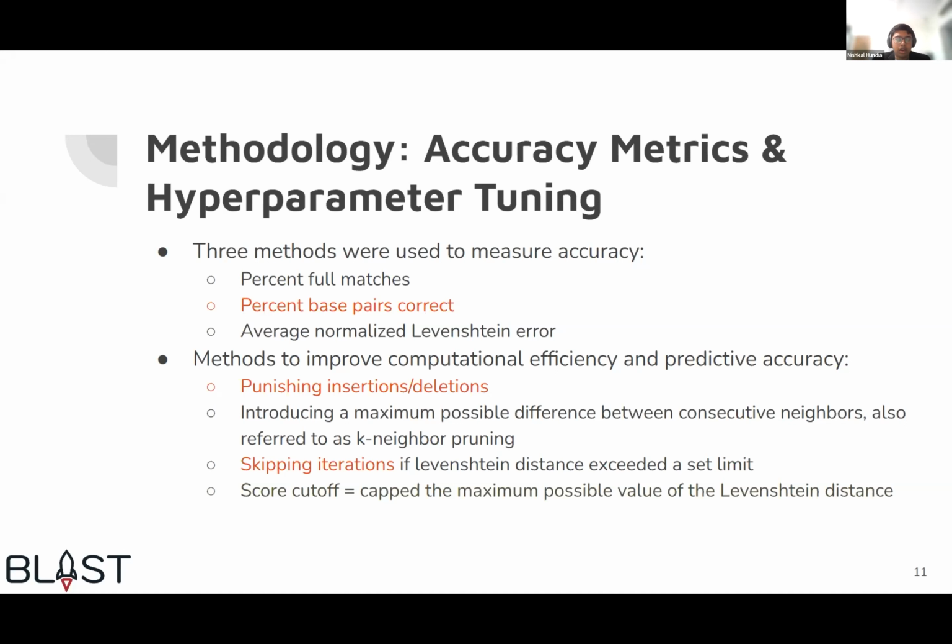As explained in the algorithm design, we were moving 1 character forward in every iteration. But we realized that if we moved a multiple number of characters when certain conditions are met, we could save on computational power. The fourth and final hyperparameter tuning optimization that was used was a score cutoff, which basically capped the maximum possible value of the Levenshtein distance. And if during the calculation of the Levenshtein distance, the value exceeded that of the maximum possible value, the calculation was stopped then and there.